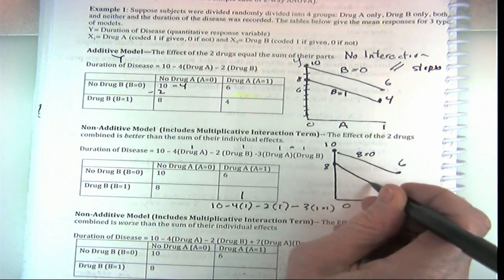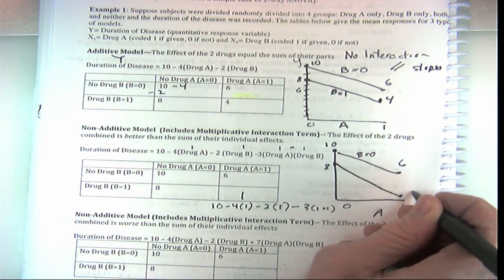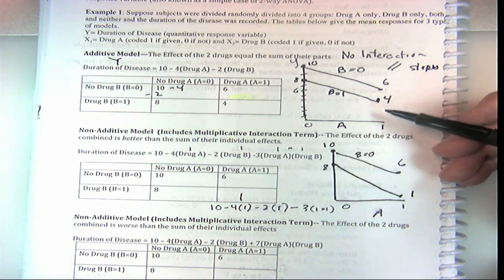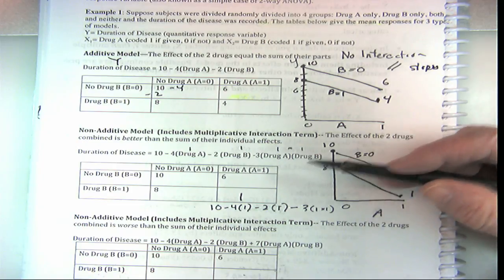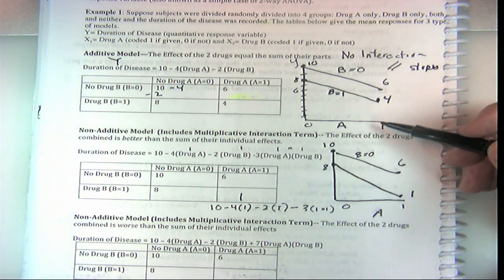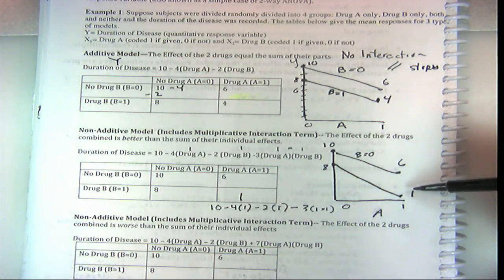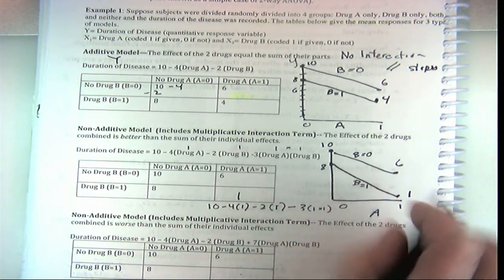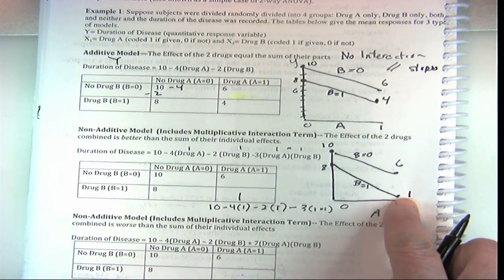So this is no longer parallel. This goes down, it basically goes down 3 right here. That's what it's telling you, that it's adding an additional effect of 3. So that's what it looks like, non-parallel slopes. That's when B equals 1. So what changes is when they're both together at this point, 1, 1.